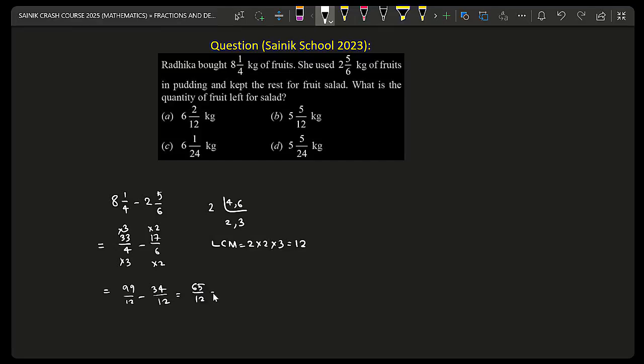But the answer is given in mixed form, no? How can you do that? 65 we can divide by 12. 12 5s are 60. Remainder is 5. What is the quotient? Sir, 5, remainder 5, divisor 12. So which option is correct, Pranay? Sir, option B. Okay, very good, Pranay. You can mute yourself.